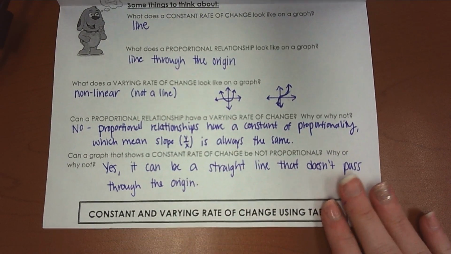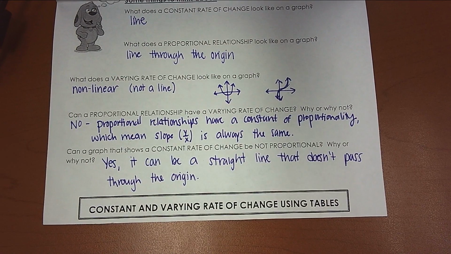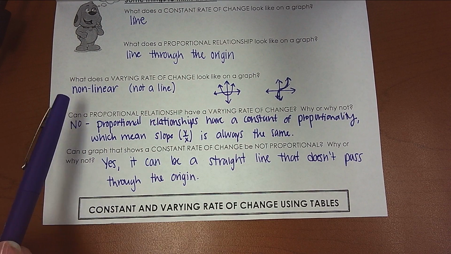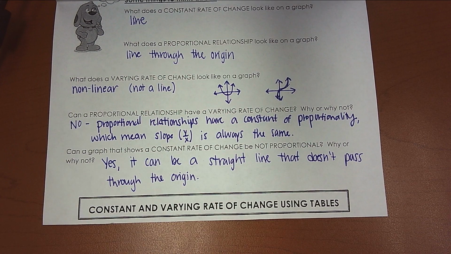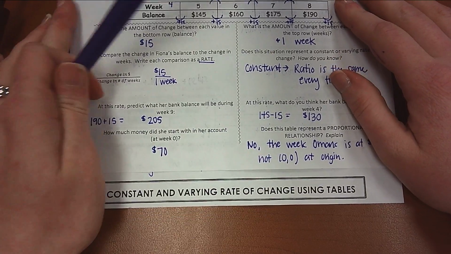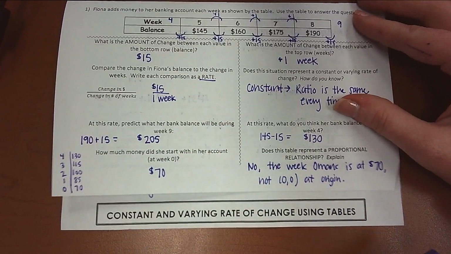So today we really touched on constant and varying rate of change. Constant rates of change have a consistent slope, a consistent change. Varying rates of change are different, and on a graph they're going to look nonlinear. So in our next foldable, we're going to really focus on not just looking at constant and varying rate of change using tables, but we're also going to look at them on a graph. And we're going to come back and review that idea of proportional relationship when we do that as well.